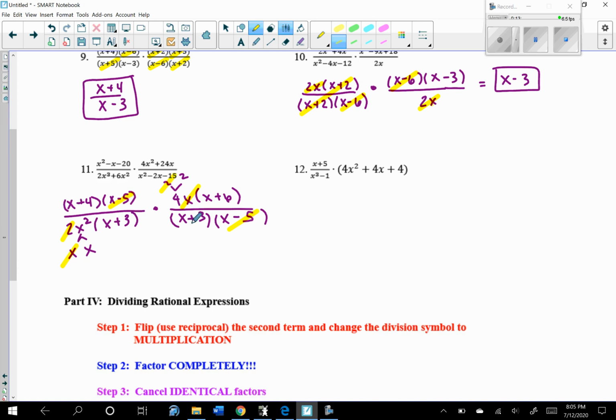You cannot cancel out these x plus 3s because they're both in the denominator. You can only cancel out terms if they're in the numerator and in the denominator and common. So that means we're left with in my numerator x plus 4 times x plus 6.